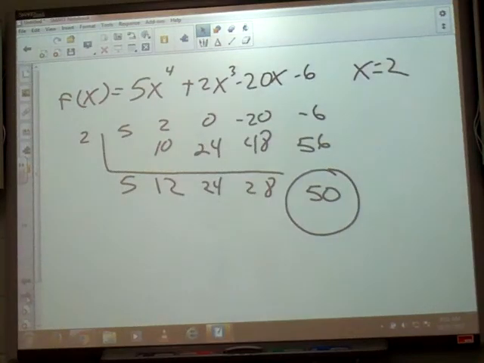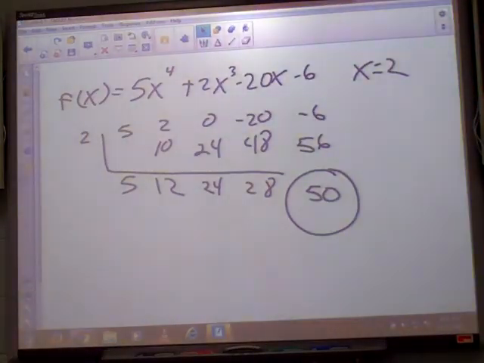Where we'll go next is factoring some bigger polynomials. So that'll be it for today on division.